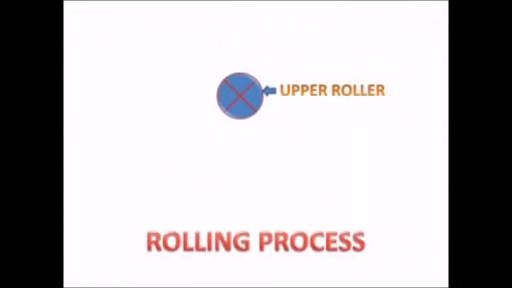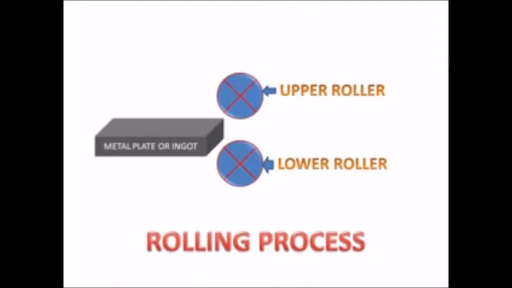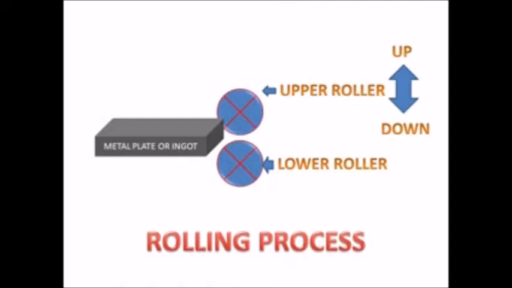Let us discuss the rolling process. We have an upper roller and a lower roller. We have two rollers and a metal plate or ingot which will pass between these rollers. The upper roller can move up and down. We can adjust this roller up and down according to the size of the metal plate or ingot. This can be down and this can be up.